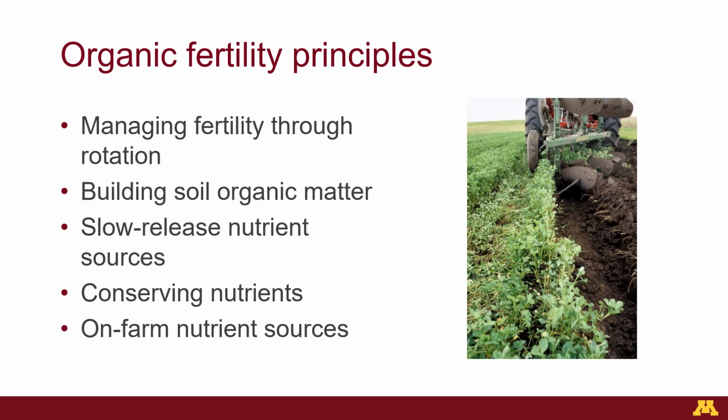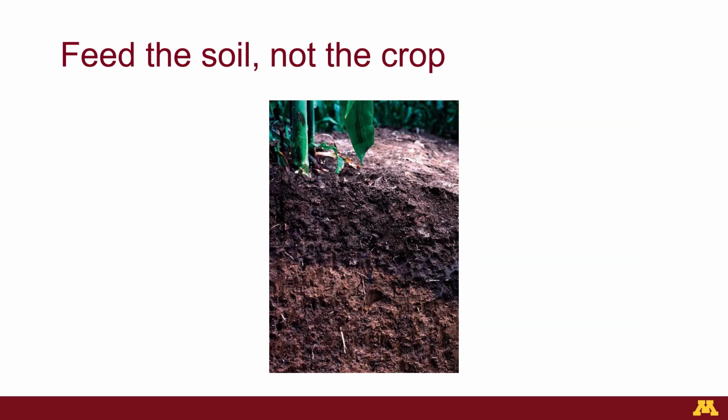Organic nutrient sources tend to be slow release, and organic practices focus on conserving nutrients on the farm and deriving fertility from on-farm sources, such as livestock manures and nitrogen-fixing legumes, as much as possible. In this image, we show alfalfa, a legume crop, being plowed into the soil to provide many soil benefits. One theme that you will hear repeated over and over in organics is, feed the soil, not the crop.